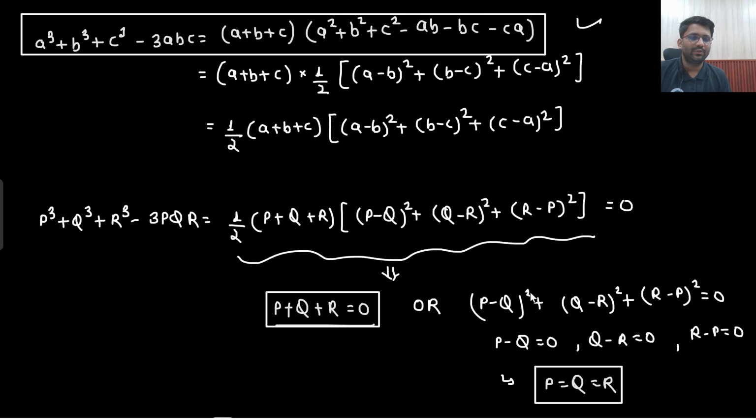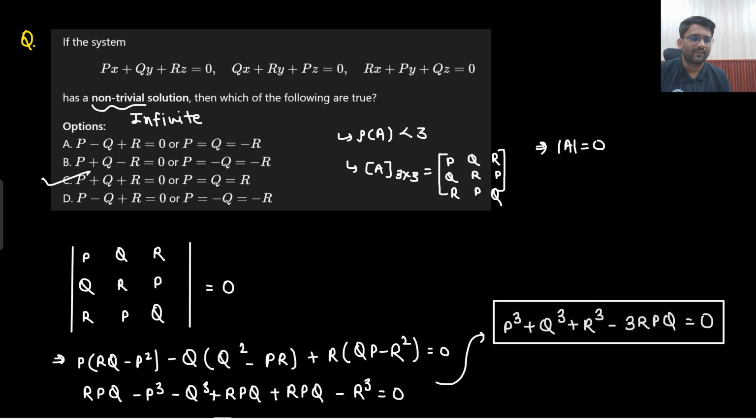So if you equate it to 0, then either this should be 0 or this should be 0. If this is 0, then what will happen? P should be equal to Q, Q should be equal to R, R should be equal to P. So P should be equal to Q should be equal to R. That's it. Okay. So this is the answer we are getting.